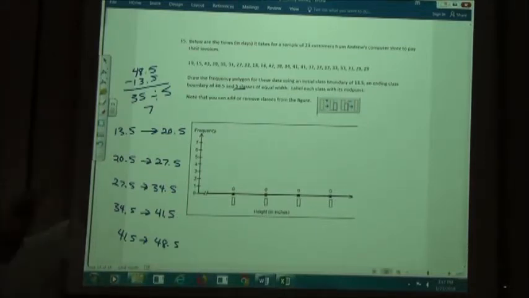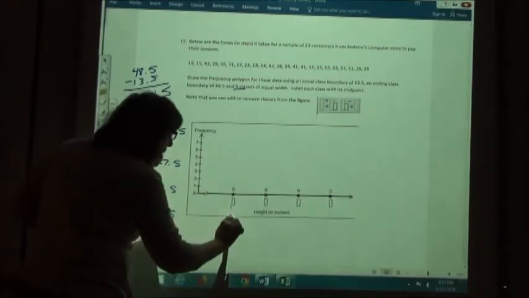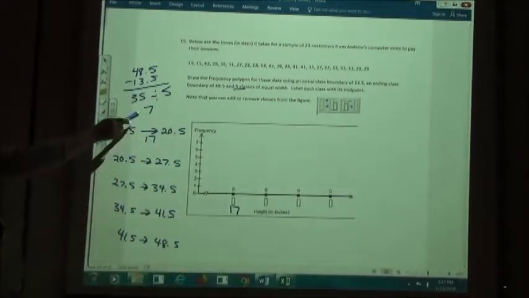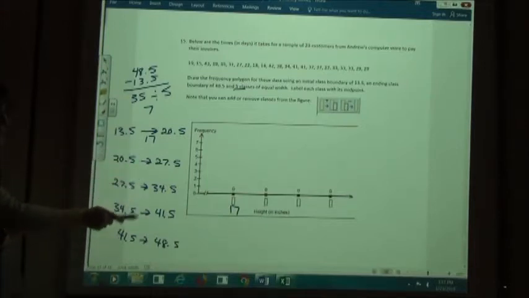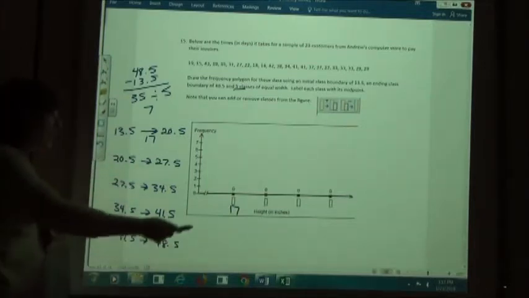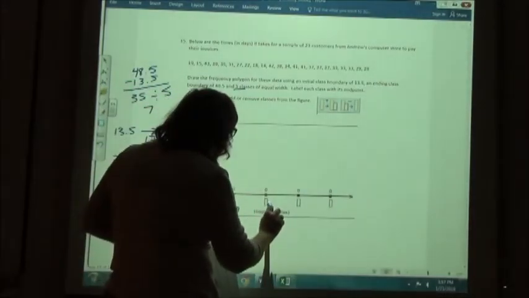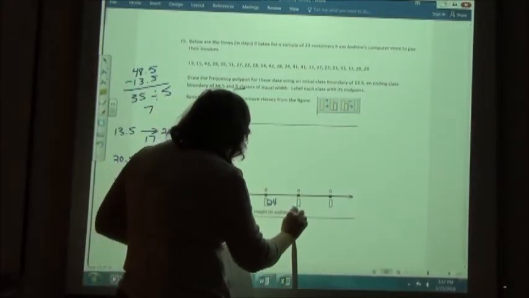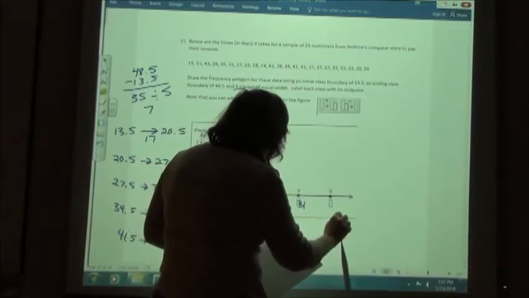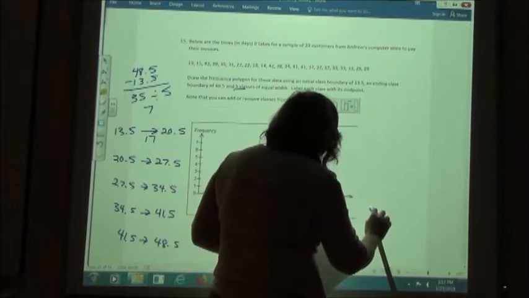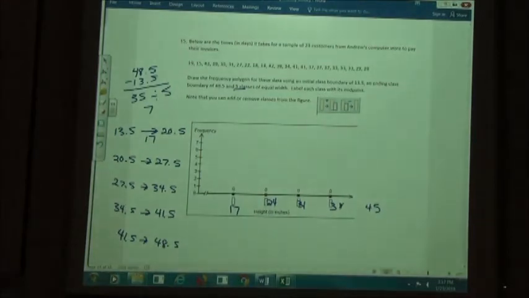So on the first one here, if I go from 13.5 to 20.5, my midpoint is 17. Now you could do the midpoint the long way for each of them, but since I know my class width is 7, I could just add 7 to each of those, and that should be my midpoints. So if I take 17 plus 7, I would get 24, plus 7, 31, plus 7, 38, plus 7, 45, and I think that's as far as we need to go. Label my midpoints.